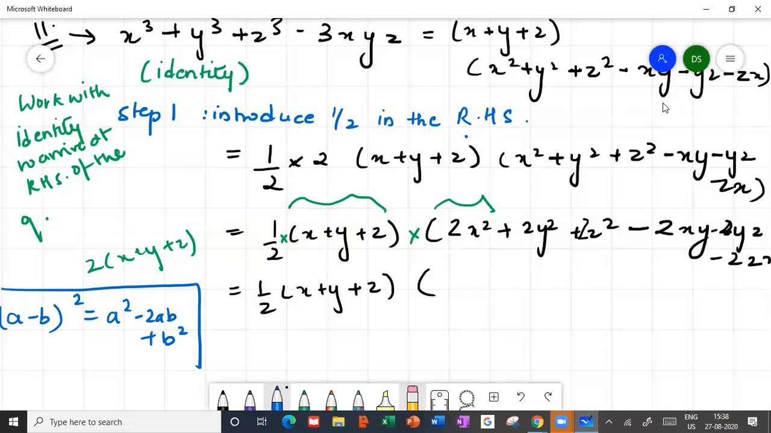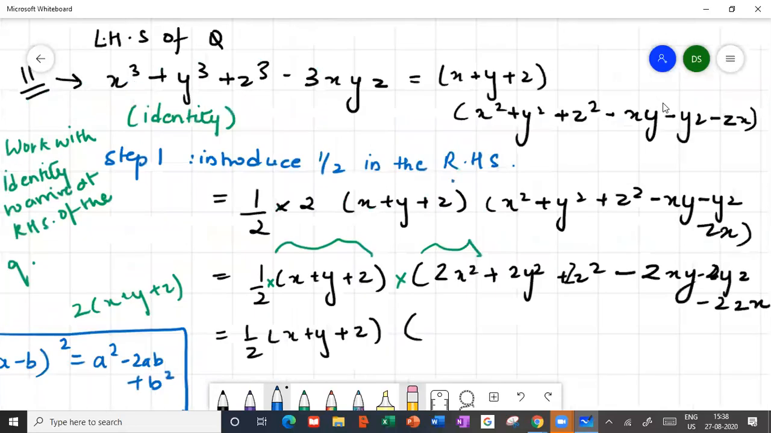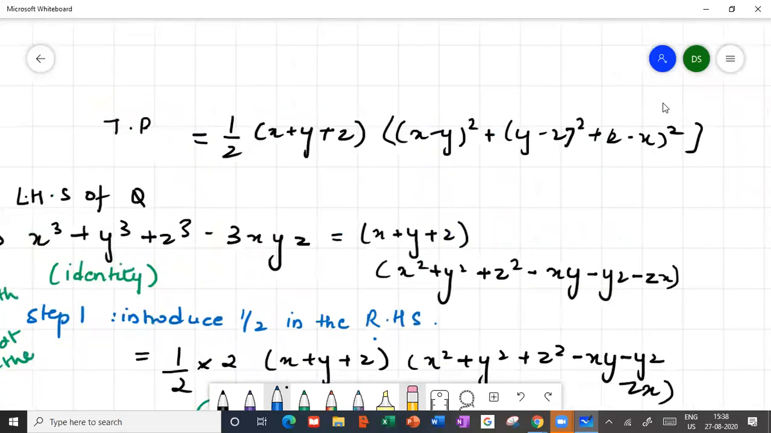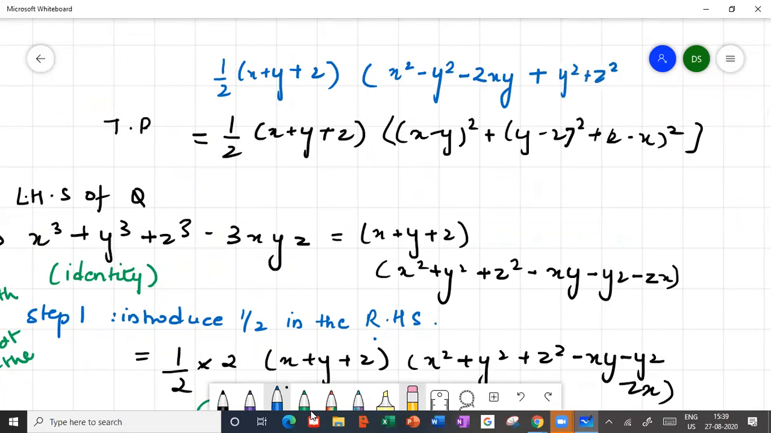Also, going back to the question LHS, if you see, there is x minus y. Okay, so I'll just expand this here to show you. Half x plus y plus z. This is x square plus y square minus 2xy, plus y square plus z square minus 2yz, and z square plus x square minus 2xz, correct?